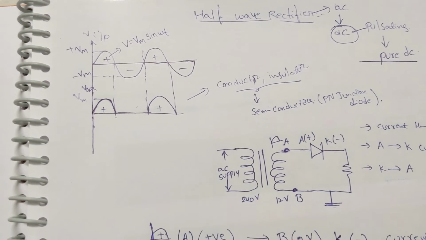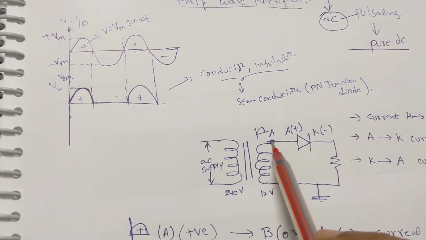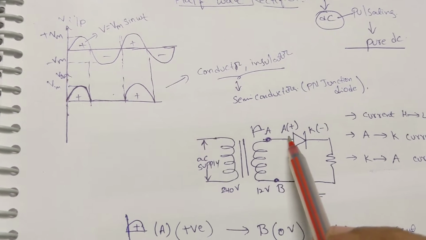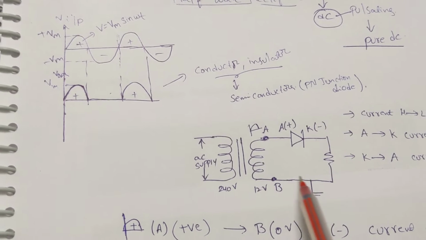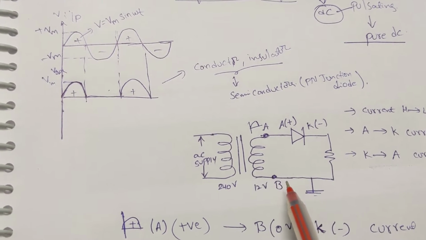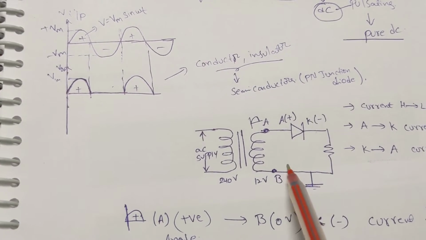So in your last video, instead of placing the diode at terminal A, if you place the diode at terminal B, kindly check what your expected output will be.